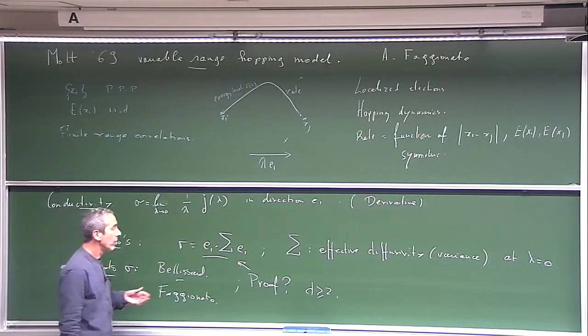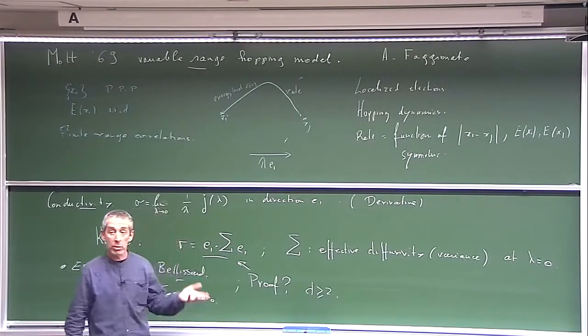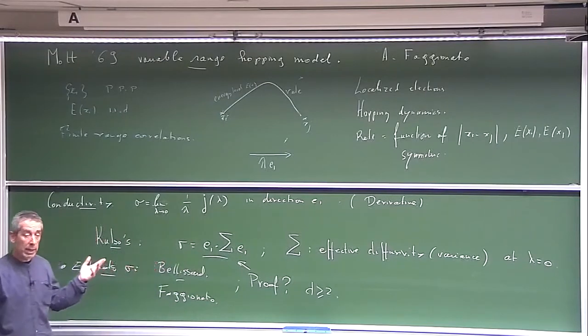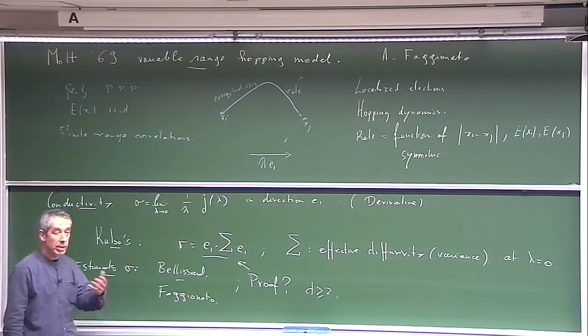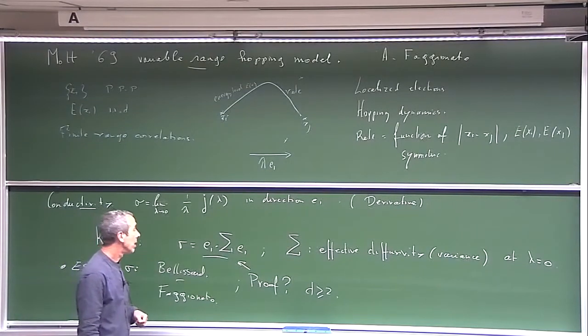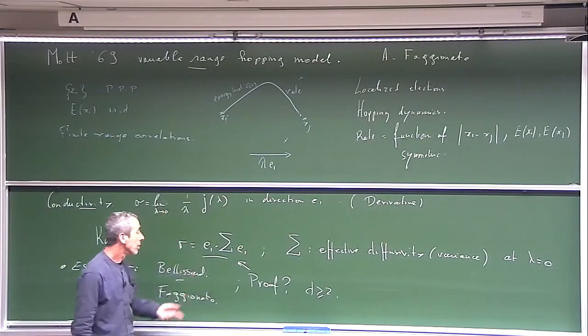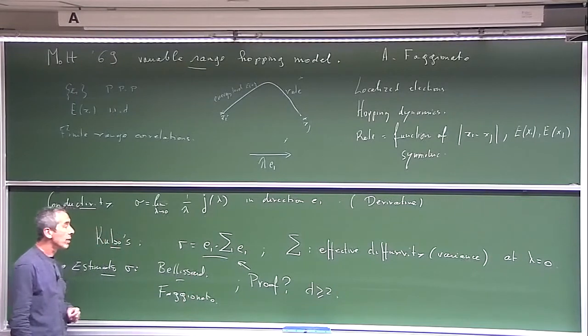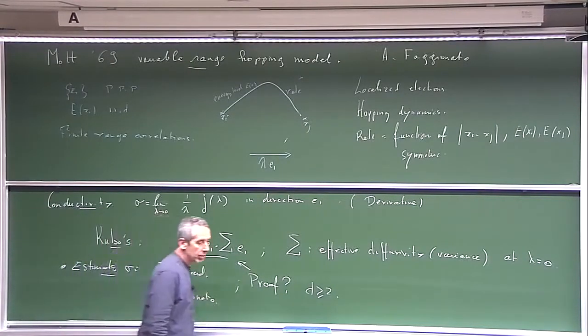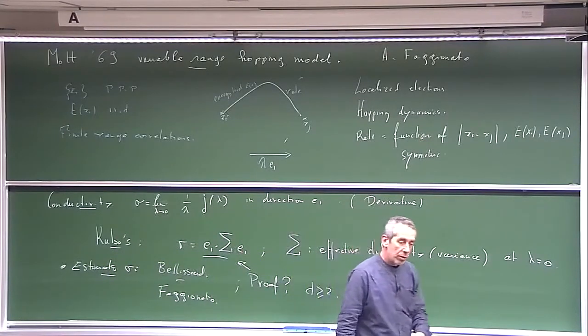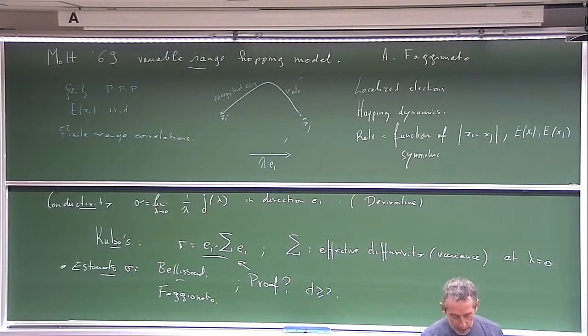Okay, so in the rest of the course, we will not consider this model. We will consider diffusions in a random environment like last time, and then we will see that we can prove something like this in the case we have a finite range of correlation. But in that specific model, because of the long range hopping dynamics, the proof is not done yet.